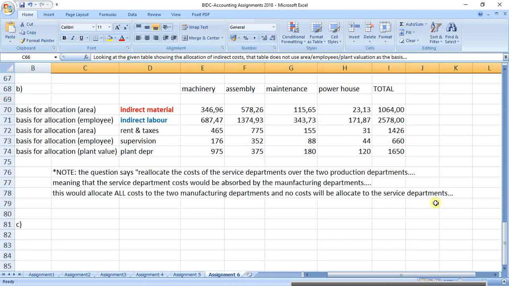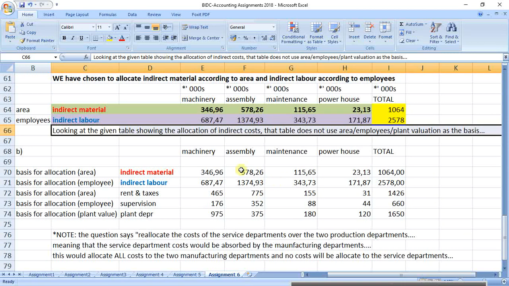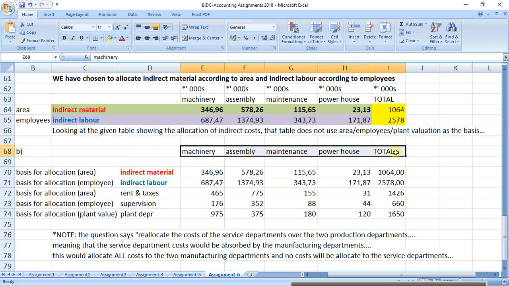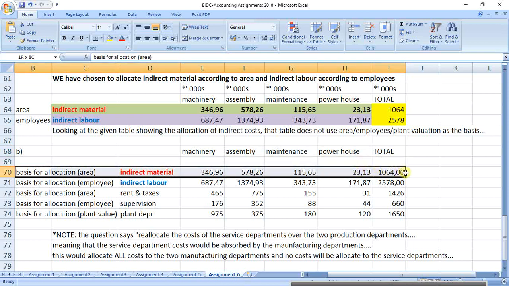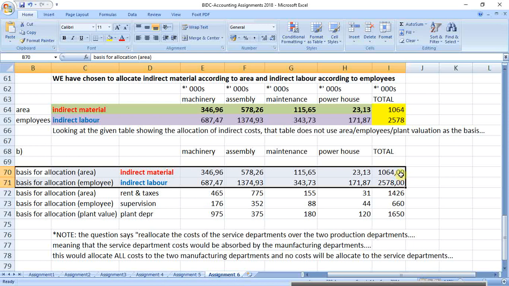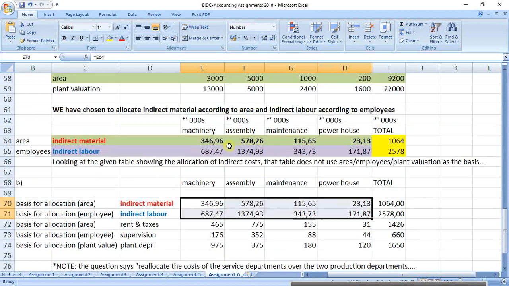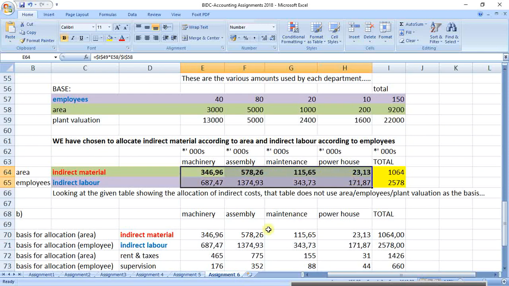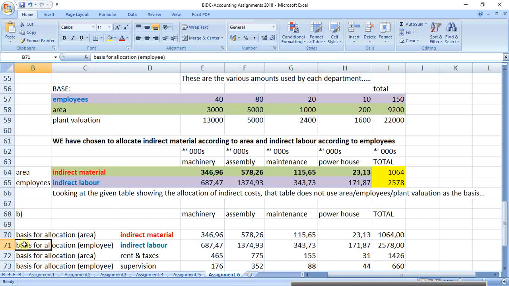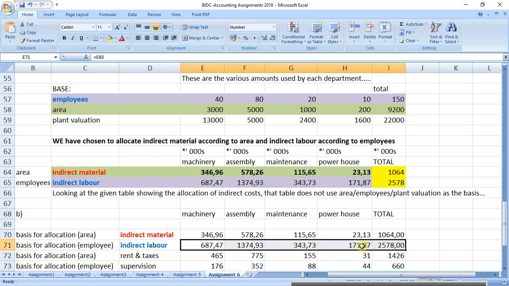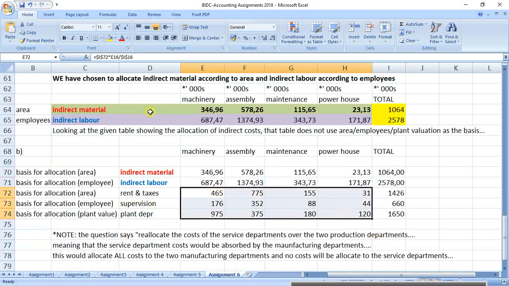So what does the table look like? Here it is: machinery, assembly, maintenance, powerhouse. So there's the total. This was for the indirect labor and indirect material. Those two we've allocated. That came from the top. See? That's the same as that, right? So we've allocated this. Basis of allocation, area. Basis of allocation, employee. Now you've got blanks here. In the question's table, there aren't any amounts here.